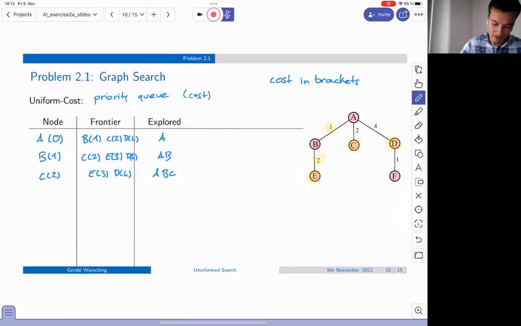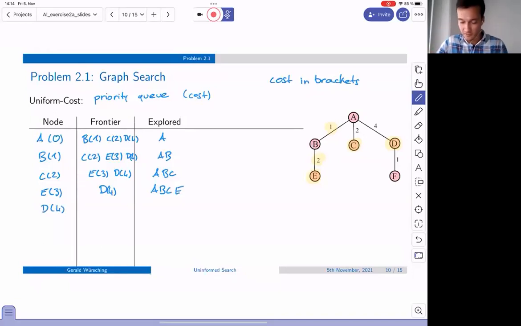Okay, good. Next step, again, use the one with the least cost. So we have E3. We check there are no children of E, so we just can keep D4 in our frontier, and we add E to our explored list. Okay, next step is even simpler. We only have one node left in the frontier, so we say D4.